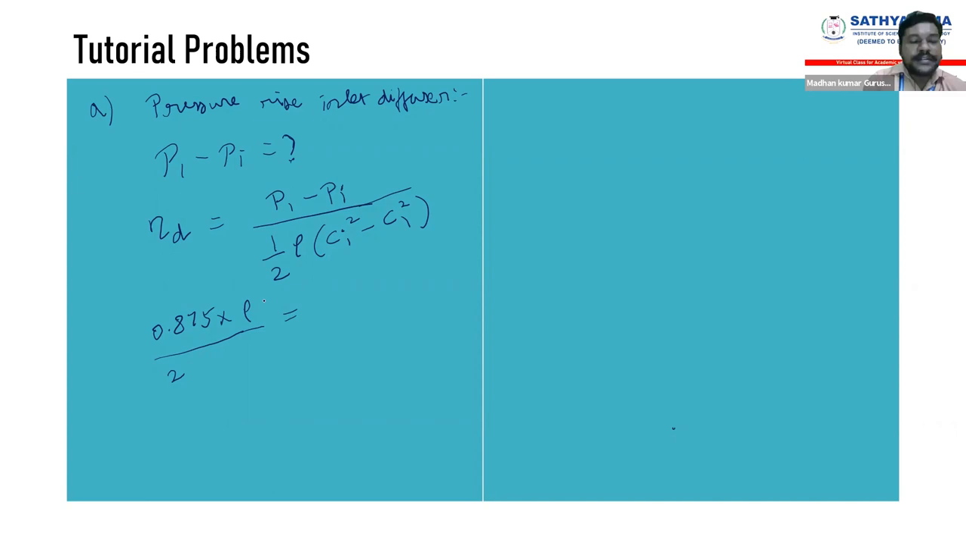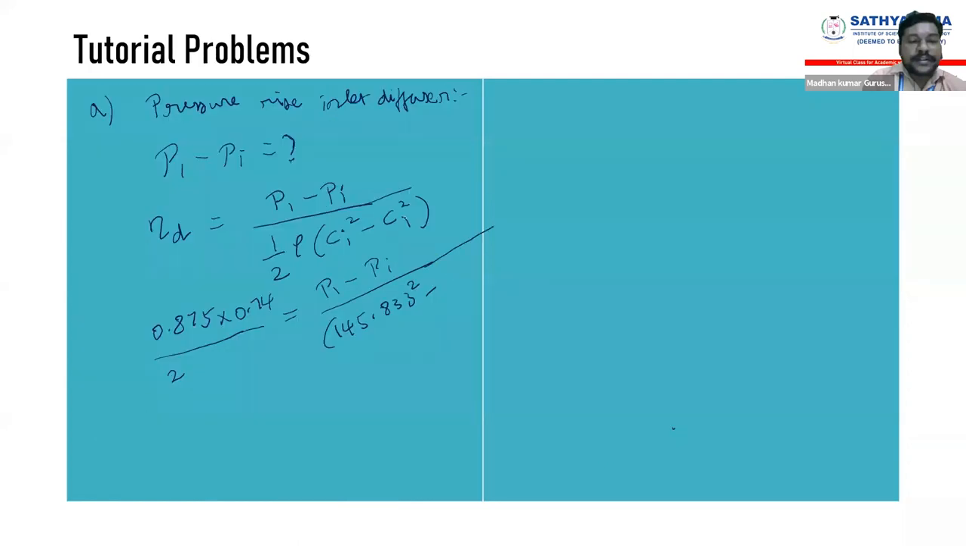Right? You have to substitute the value of density. Density is 0.74, right? So just substitute 0.74, and then P1 minus PA. And then what is your inlet velocity? Inlet velocity is given. That is 145.833. So 145.833 whole square minus. What is your C1? C1 is already given, right?